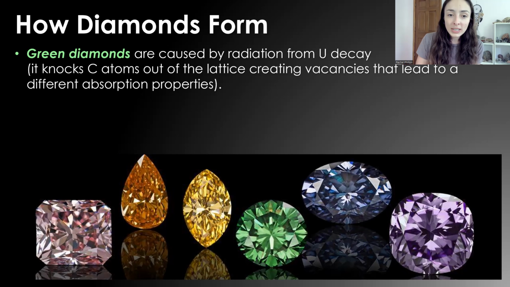And there are also green diamonds, which are caused by radiation from uranium decay deep within the mantle, which is crazy. Basically, this radiation from uranium decay causes carbon atoms to get knocked out of the lattice, creating vacancies, lattice deformities, that lead to different light absorption properties, and thus color.